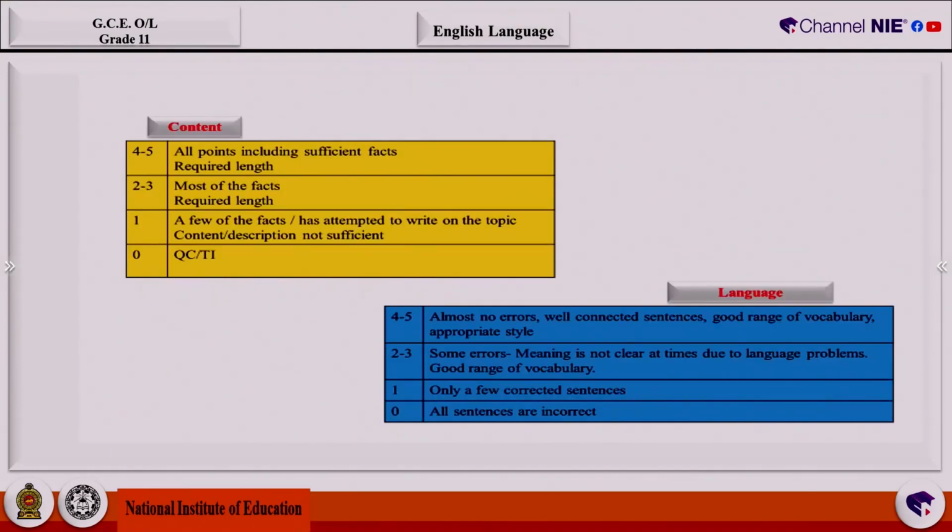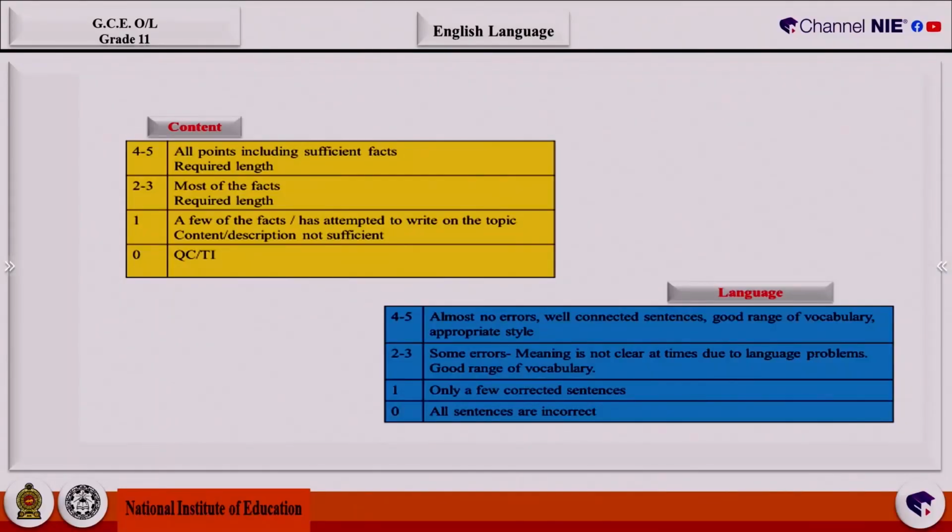Content. If all points are included with sufficient facts, with required length of your writing or your composition, you will be given 4 to 5 marks. If most of the facts are included in your composition with the required length, you will be given 2 to 3 marks. If only a few of the facts are given, or if you have just attempted to write on the topic, or if your description is not sufficient, you will be given 1 mark. If you have just copied the question, or if your writing is totally irrelevant, no marks will be allocated.